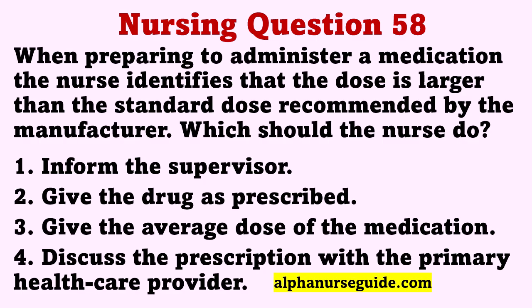The correct answer is 4. Discuss the prescription with the primary healthcare provider. Nurses have a professional responsibility to know or investigate the standard dose for medications being administered. Nurses are also responsible for their own actions, regardless of whether there is a written prescription. The nurse has a responsibility to question and/or refuse to administer a prescription that appears unreasonable. Giving the drug as prescribed may be unsafe for the patient and may result in malpractice. Changing a medication prescription is not within the scope of nursing practice.